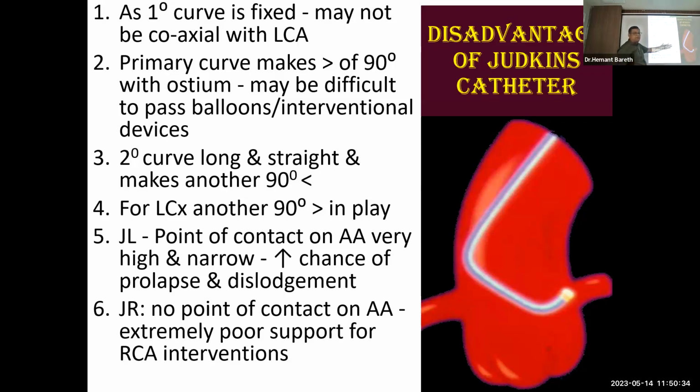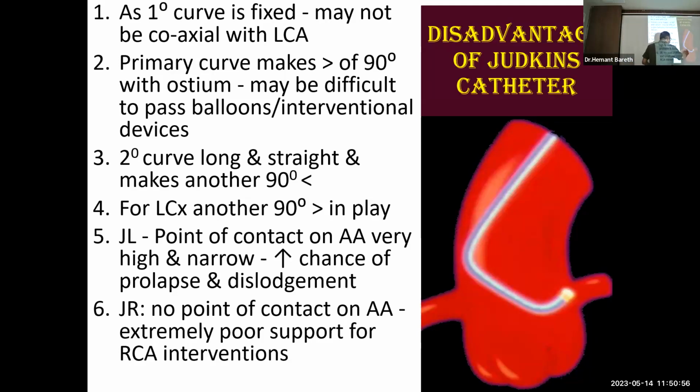So that is why with JR, you get this support. And that is why with Judkins, once you try to use Judkins, you might have noticed it keeps coming out again and again, because there is no support. If there is some problem, some obstruction anywhere inside the coronary, the catheter will just come out, because it is not getting support from the contralateral aorta.